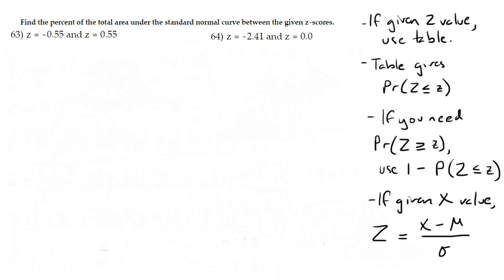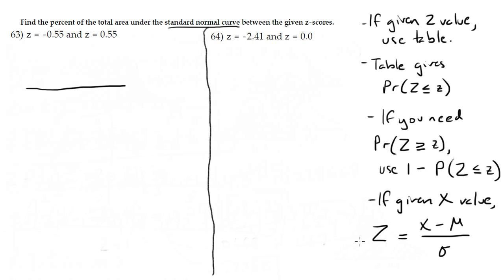We'll do 63 and 64 on the same plane here. Okay, so find the percent of the total area under the standard normal curve, talking about normal distributions again, between these two z-scores.